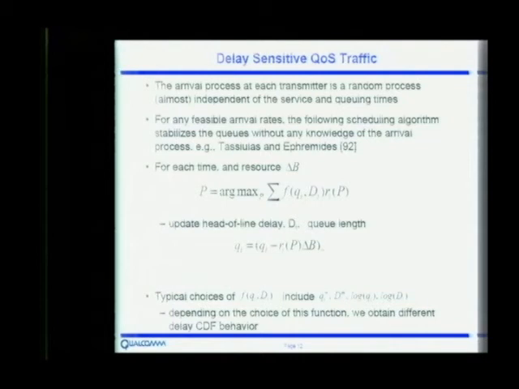And depending on what function you pick, you can actually control the delay CDF to some extent. There are empirical studies to show you could pick different functions and get different delay CDFs.